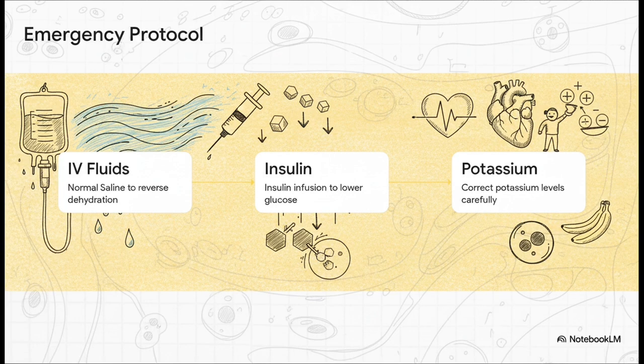Step 2 is the insulin infusion to stop the ketogenesis and bring down the glucose, and Step 3 is meticulous potassium correction. Remember, insulin drives potassium back into the cells. If you aren't watching their potassium like a hawk, you could accidentally trigger a fatal cardiac arrhythmia while you're just trying to fix their blood sugar.